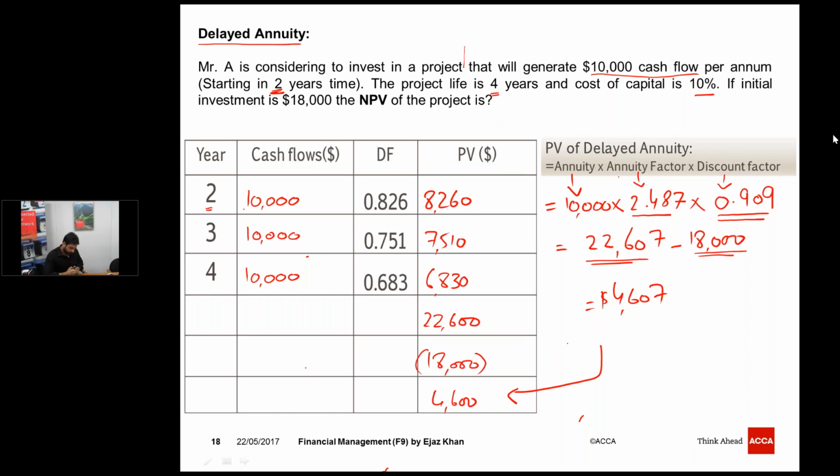Sikandar, what's your question? I didn't get your question. So ask a question. Waji, we haven't ignored initial investment. We have subtracted initial investment at the end. Rishaba, I didn't get your question, right?